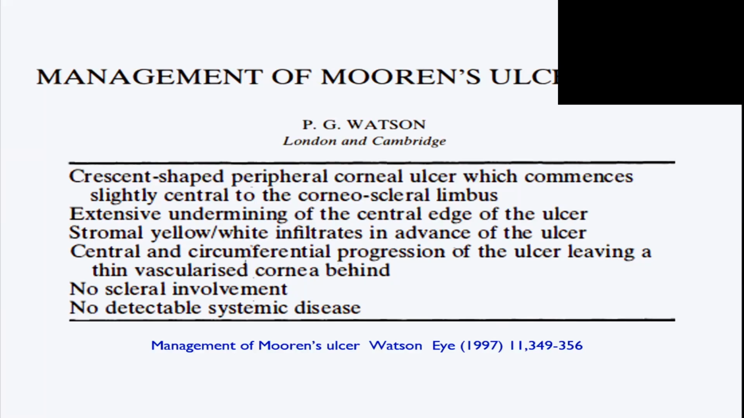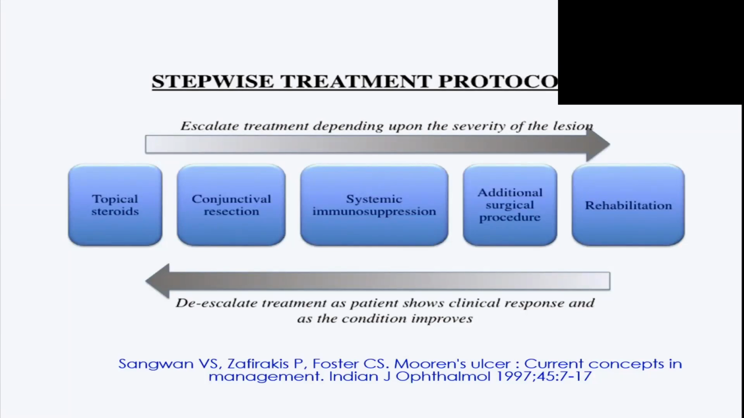Right. So Mooren's ulcer, this is a free article in IJO, and now there are more recent articles, but more or less the protocol remains the same, that you have a step ladder approach to treatment. So starting from topical steroids, going on to conjunctival dissection, systemic immunosuppression, additional tectonic surgeries, and then rehabilitation.